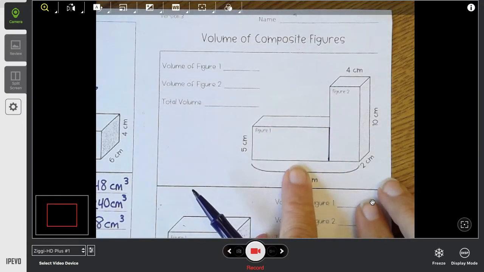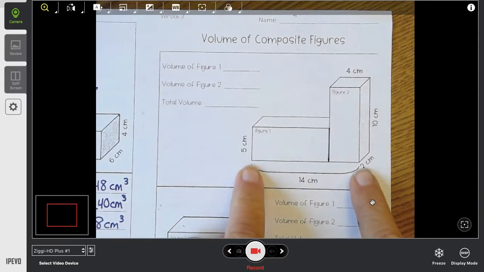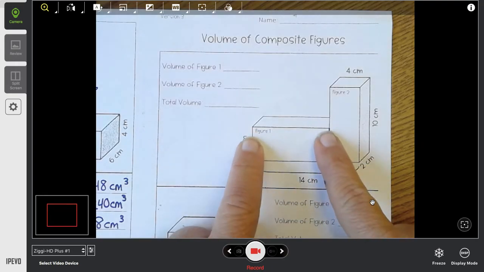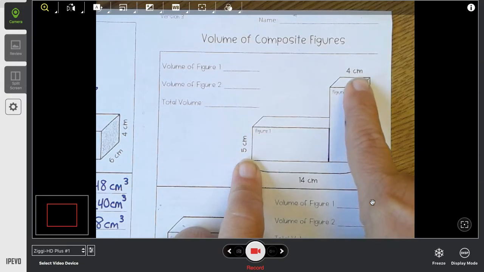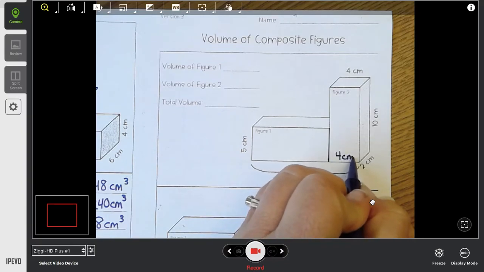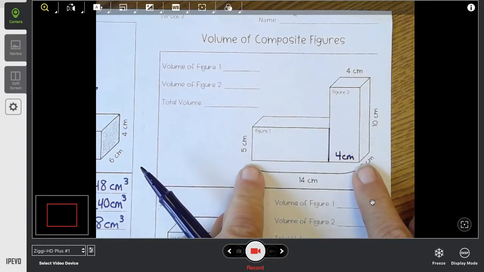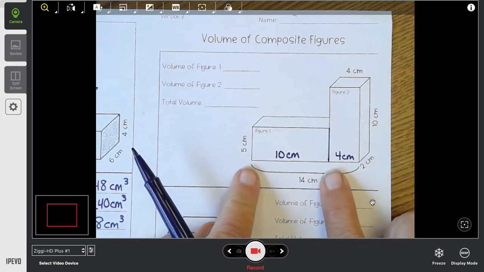So for this one I need length, width, and height. Well, I need the length to here, but 14 is from corner to corner. I don't need that. I only need to here. So in order to find this, I have to figure out this as well. If I go straight up, that's 4 centimeters. So if this is 4 centimeters, and altogether it's 14, then this has to be 10 centimeters.